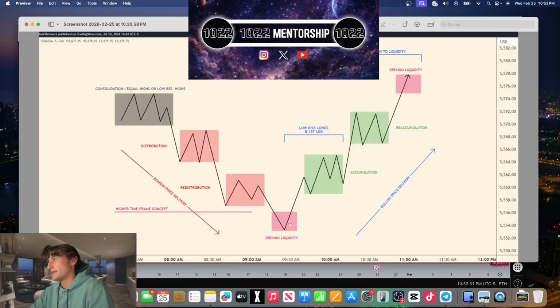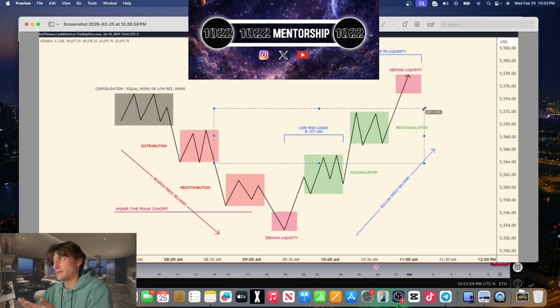So after the liquidity has been seeked, we are looking for bullish price delivery, and your low risk buys can come in after the manipulation, or you can wait for a mitigation from the second leg of redistribution to the accumulation. That's where I like to take my entries using this framework. Maybe entering on the reaccumulation as well isn't bad.